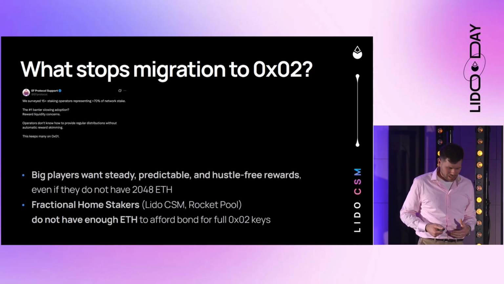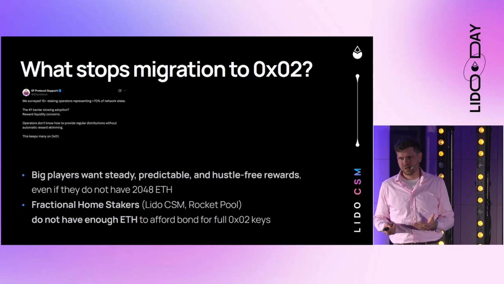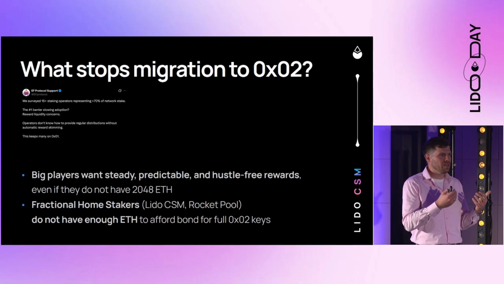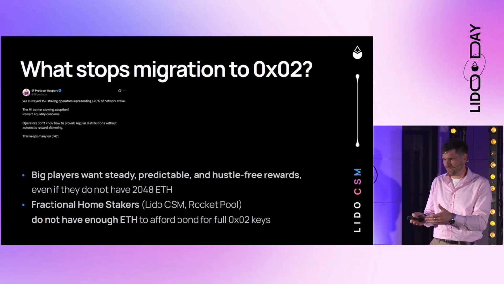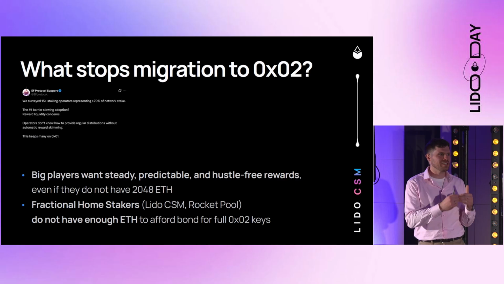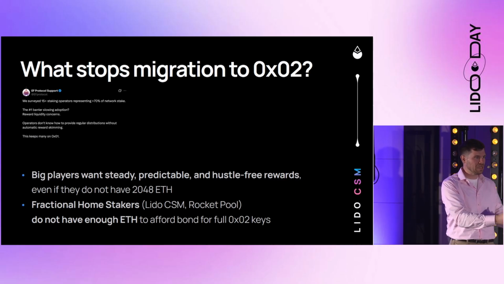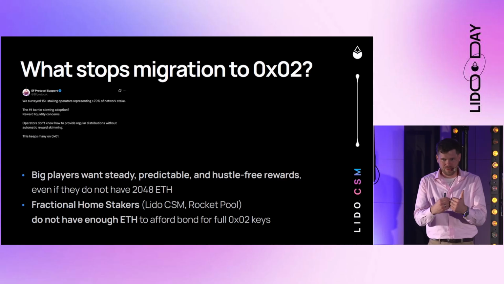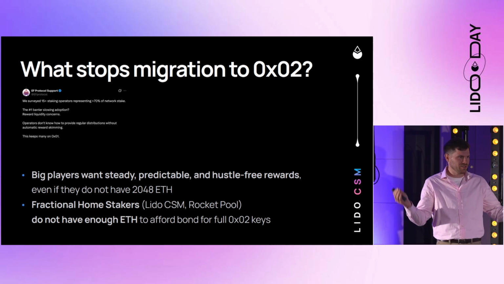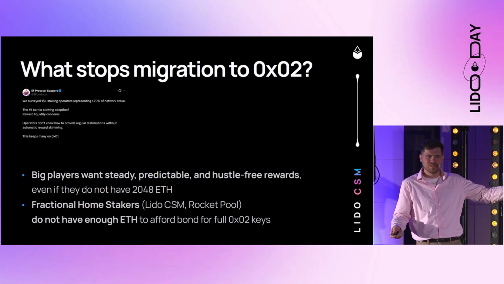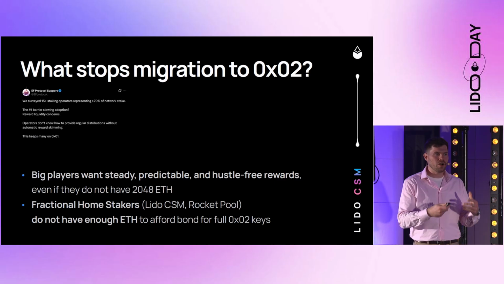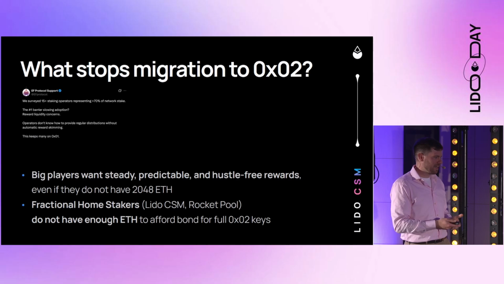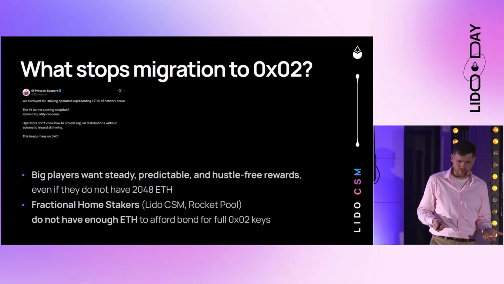And let's again summarize it. For big players, 0x02 validators are not great because they want steady, predictable, hassle-free rewards delivered on a predictable schedule, even if they do not have 2K ETH or their total ETH stake is not a multiple of 2048 ETH. But there is another group of people, which are home stakers. And there are a few types of home stakers.